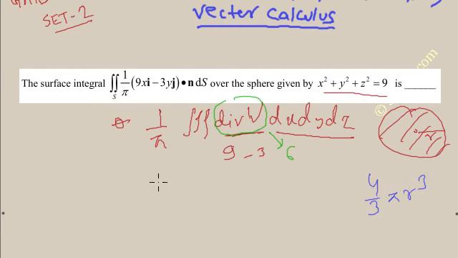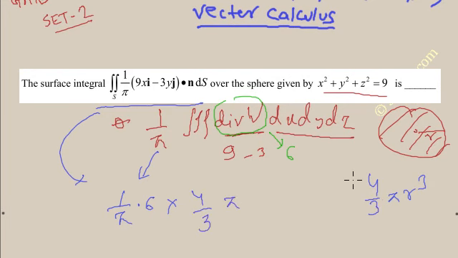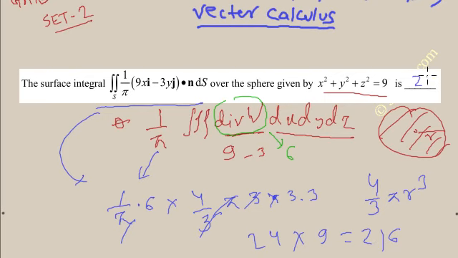So if you put in this value, it will be equal to 1 by pi, into 6, into the total triple integration, which is 4 by 3 pi r cubed. R is 3, so 3 into 3 into 3. So this 3 cancels, pi cancels. So 24 into 3 into 3, 9. 24 into 9 is 216. So 216 is the answer.